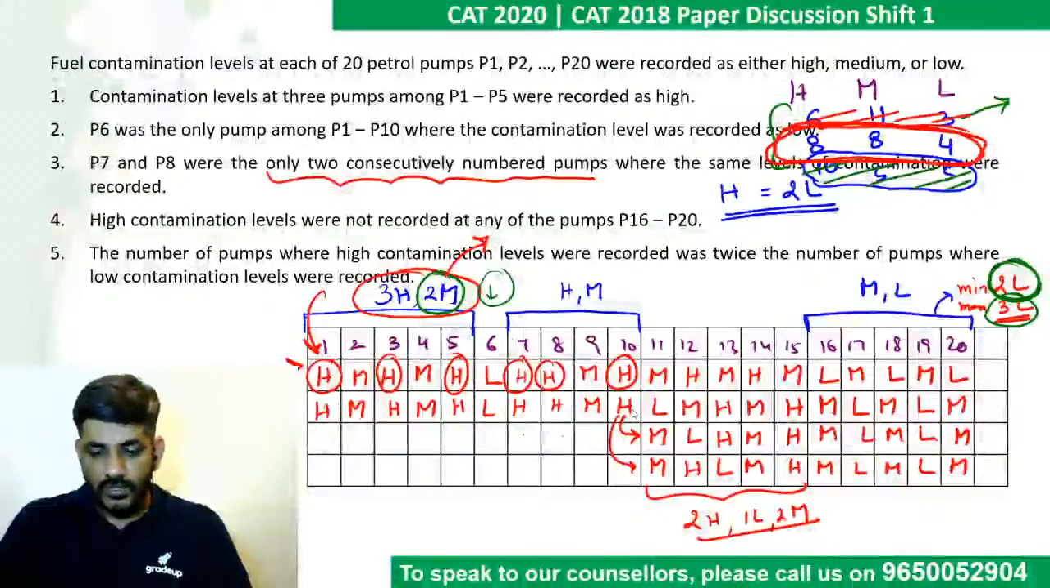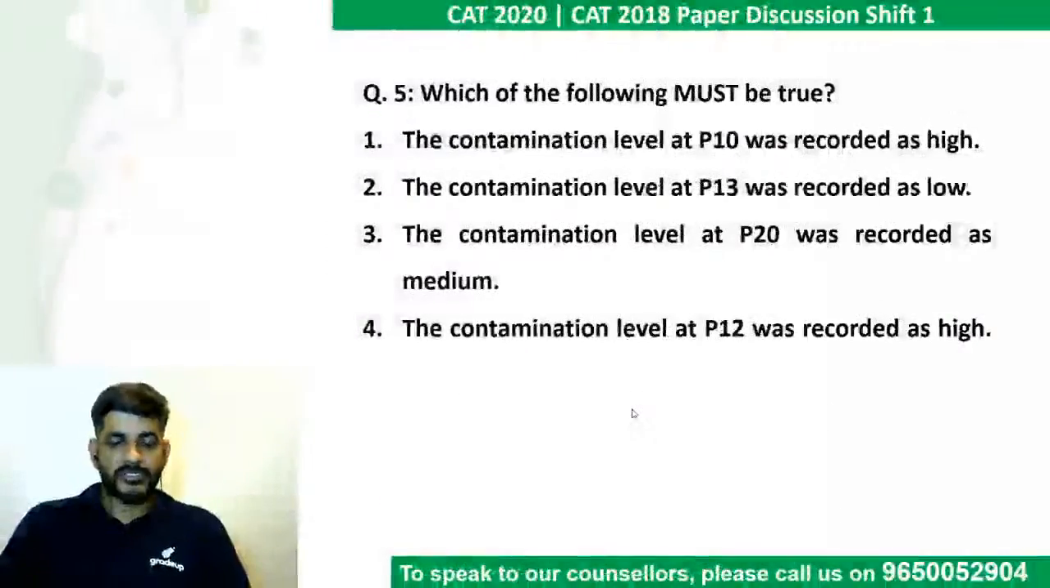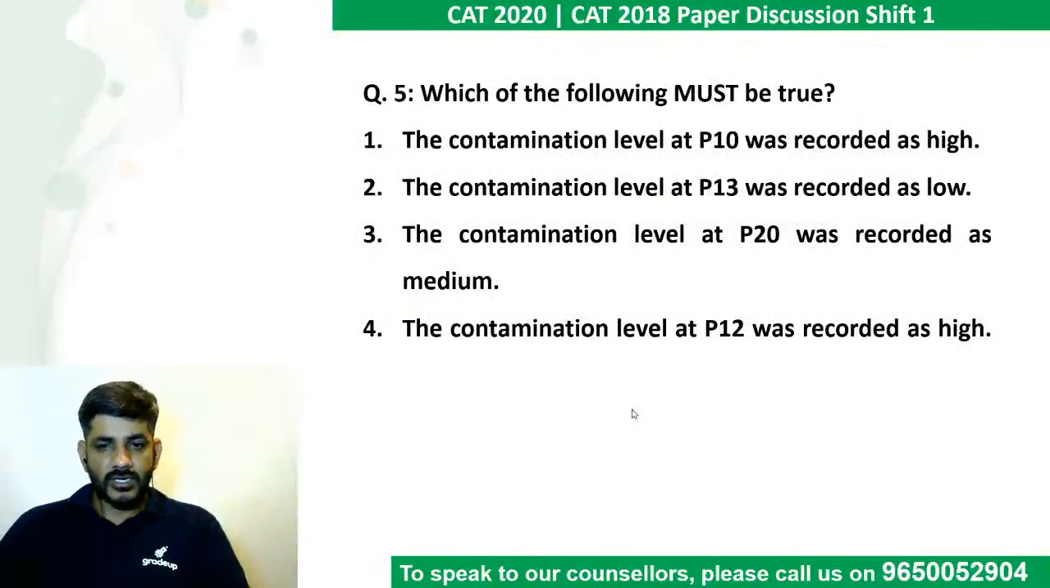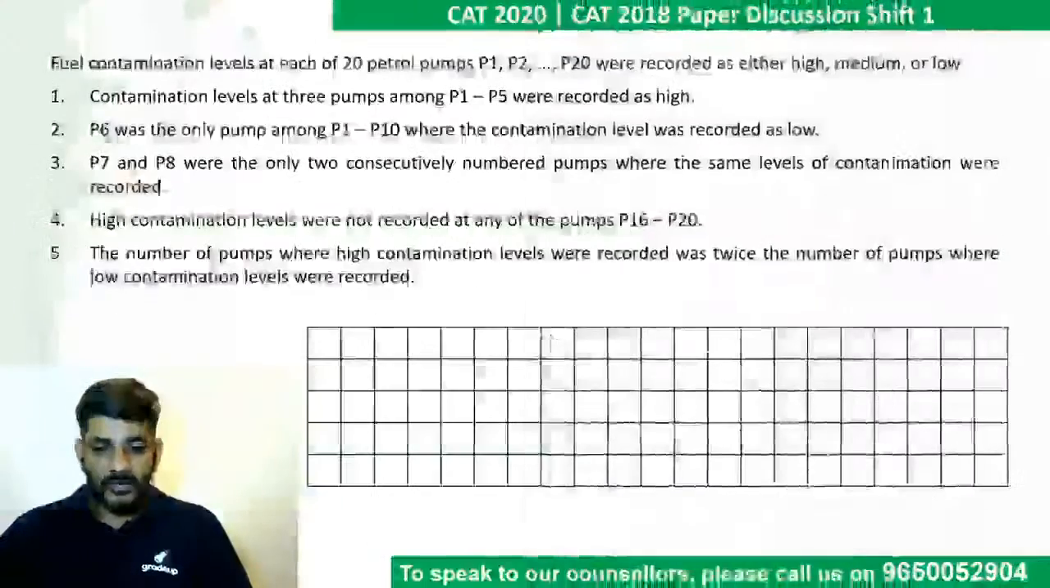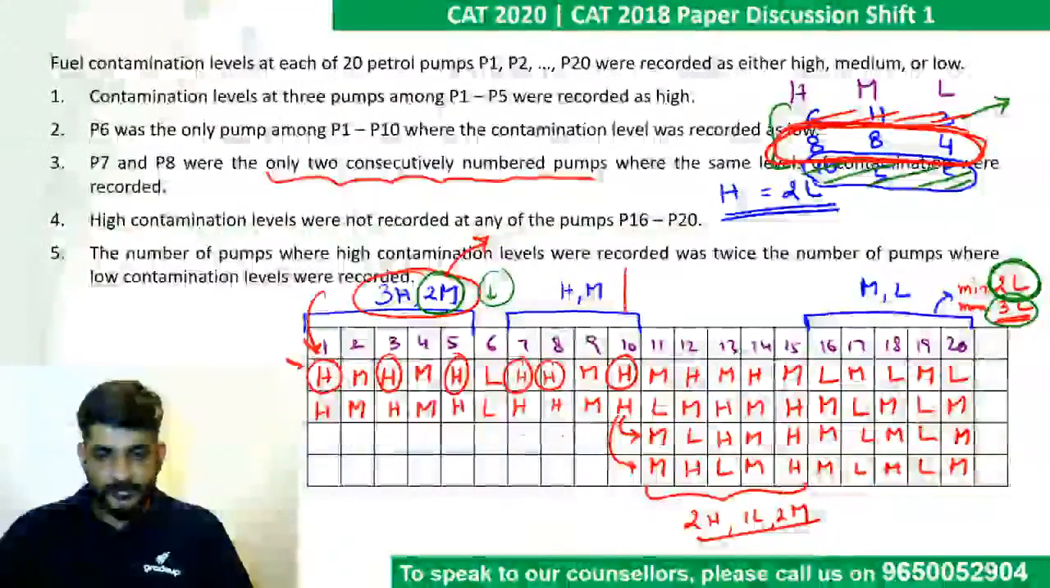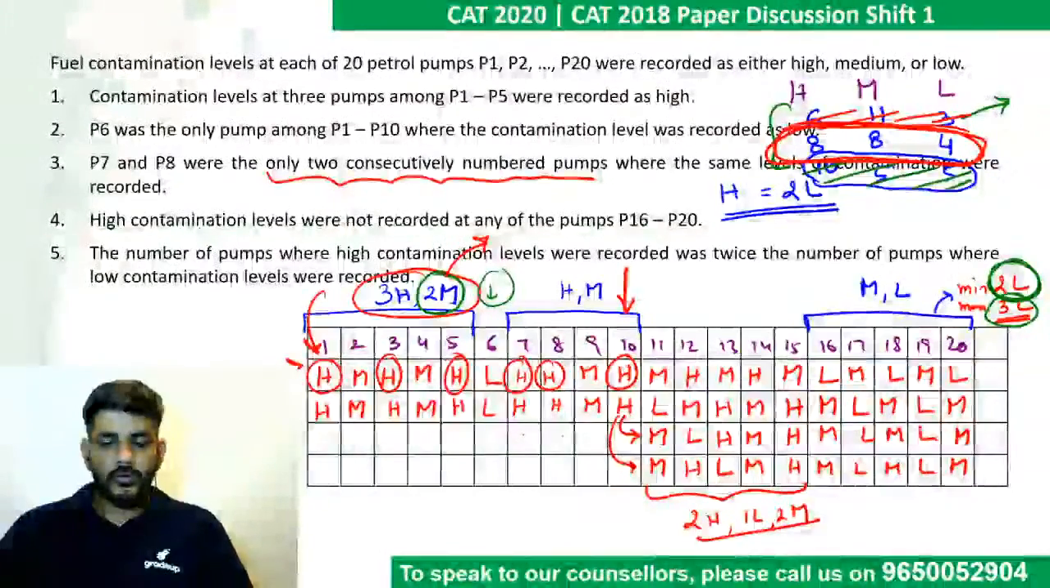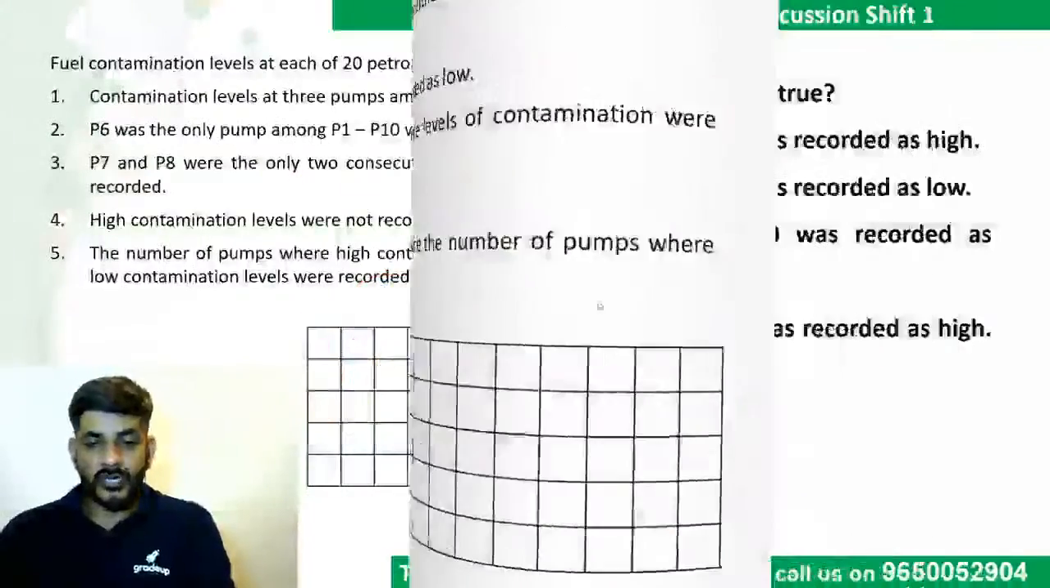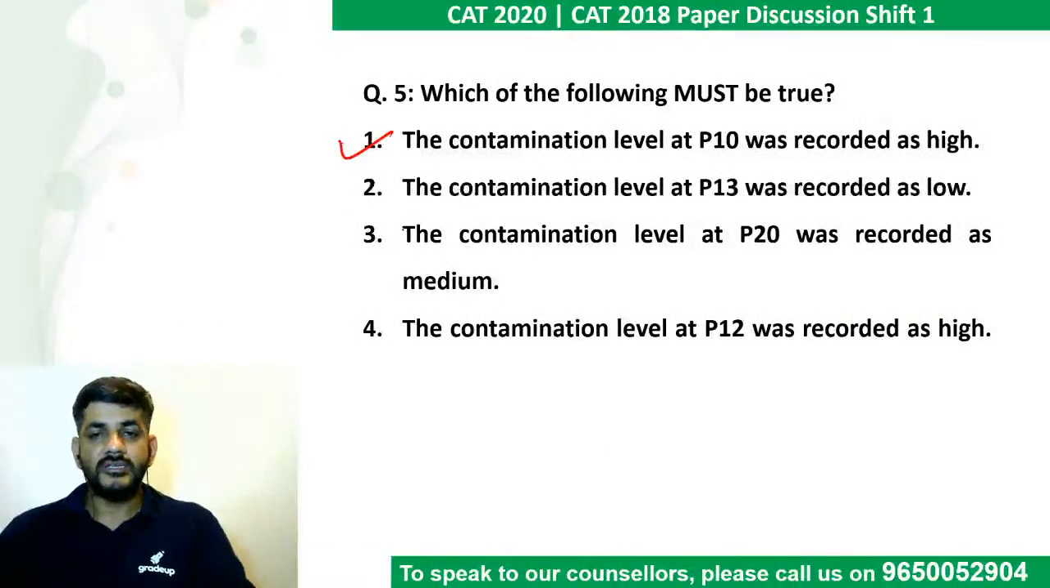So let's just move on to the questions. First question. Which of the following must be true? The contamination level at P10 was recorded as high. Look at P10. Yes. Can I say P10 is always high? P10 is always high because whatever possibilities may exist, P10 is always high. Therefore, the answer for this question is option 1.